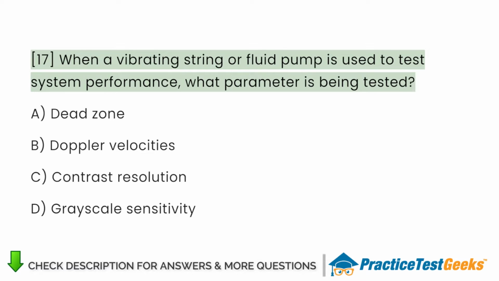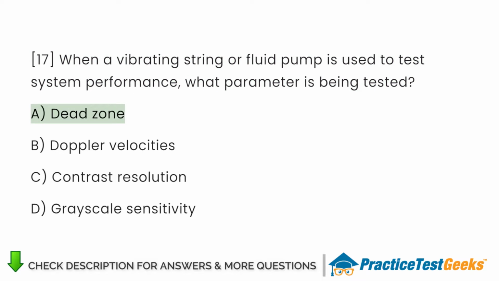When a vibrating string or fluid pump is used to test system performance, what parameter is being tested? A. Dead zone. B. Doppler velocities. C. Contrast resolution. D. Grayscale sensitivity.